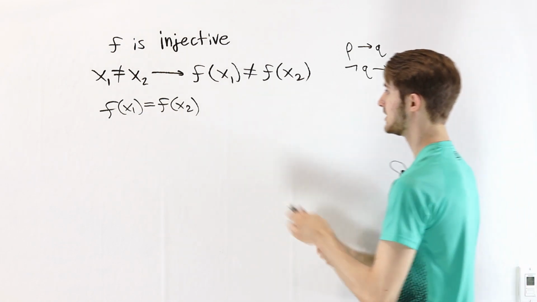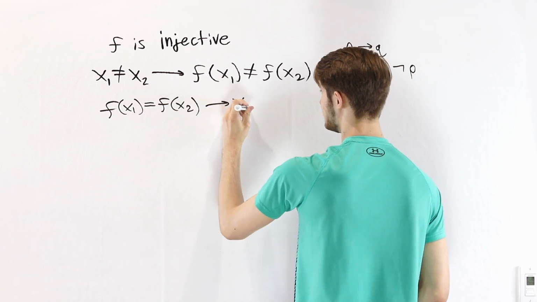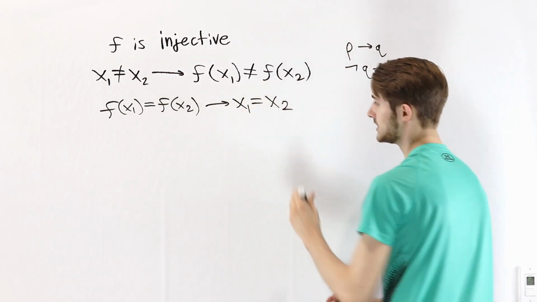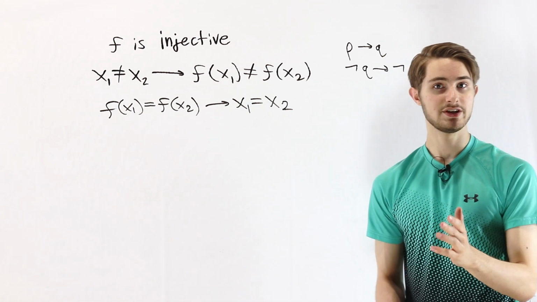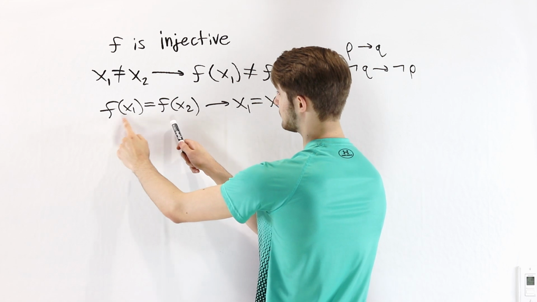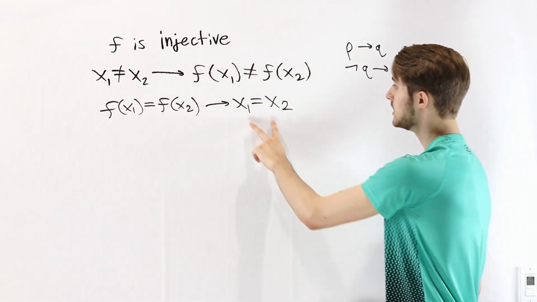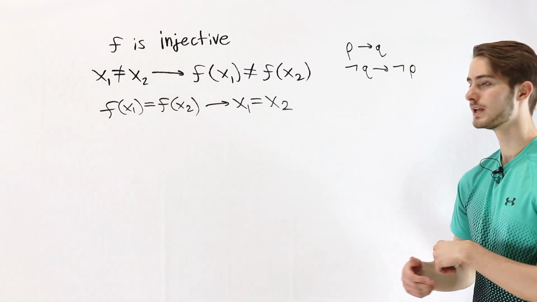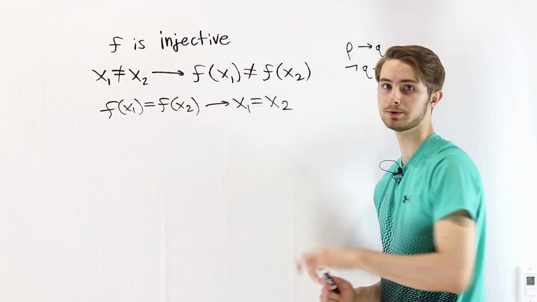We know by the contrapositive that implies not P, which is the negation of this statement here, and that would be x1 equals x2. So this is saying another definition of injective is that if we get the same output to our function for two inputs, then those inputs must have been the same. Every output has at most one input.